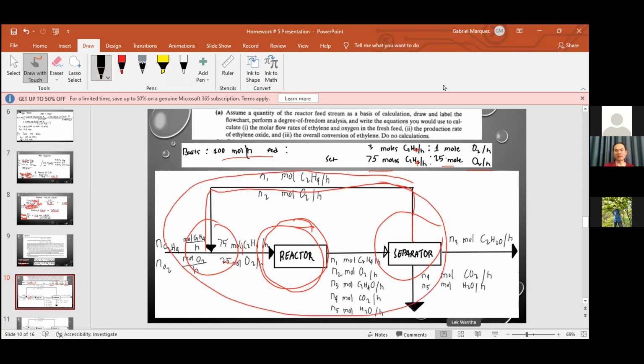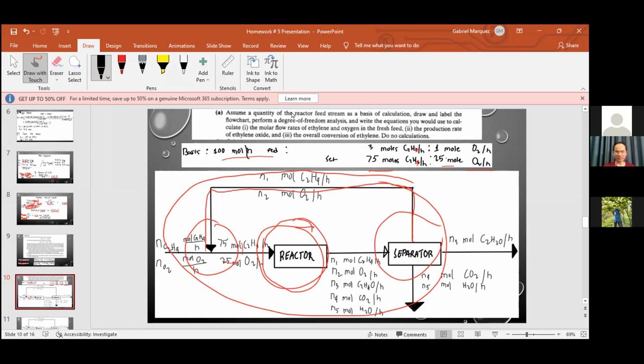The overall conversion means the amount of the reactant at the outlet. Feed minus outlet divided by the feed multiplied by 100. If there is no outlet of the feed, that means feed minus 0 divided by the feed, so you get 100% conversion. That means we can use all of the reactant to produce the product. This is the benefit of the recycle.